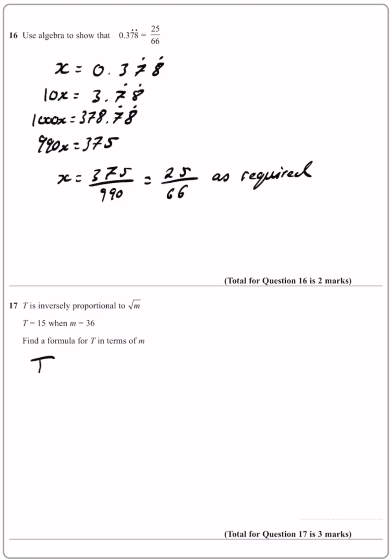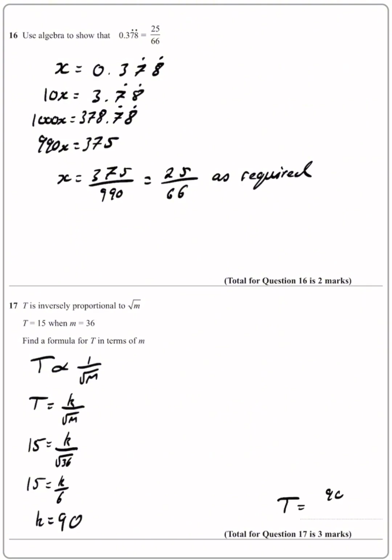Question 17, t is proportional to 1 over the square root of m. It's 1 over because it's inverse proportion we're talking about here. To turn that into an equation, t is equal to k over root m, where k is the constant of proportionality. We know that t is 15 when m is 36, so I'm going to plug those in. 15 equals k over root 36. Root 36 is 6, so 15 equals k over 6, times both sides by 6. We get k equals 90. The equation connecting t and m is therefore t equals 90 over the square root of m.